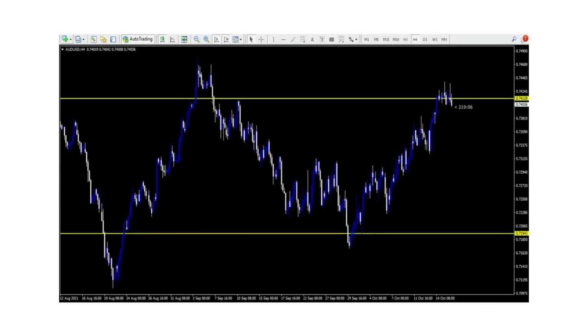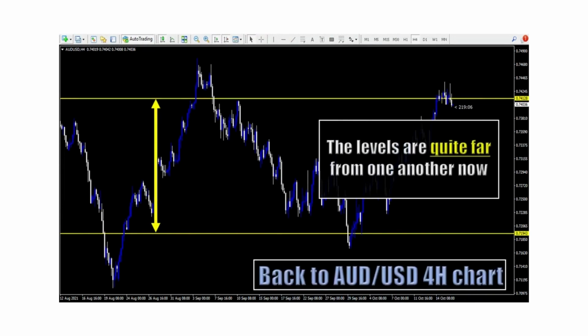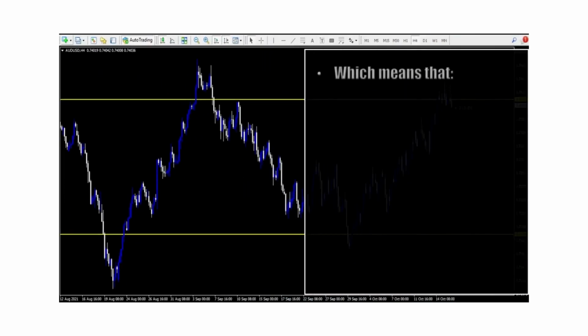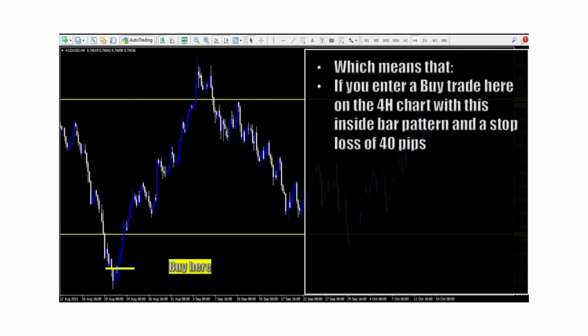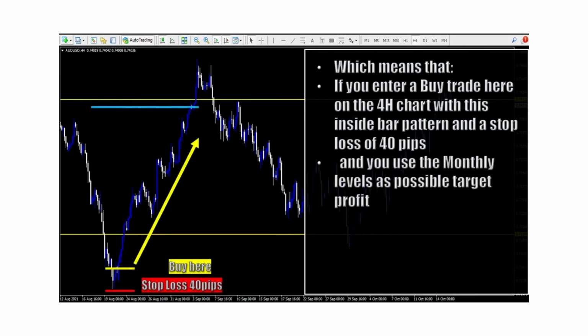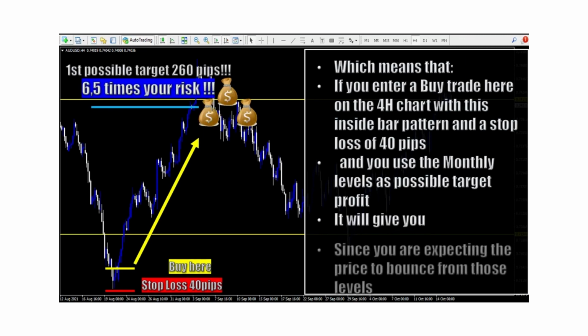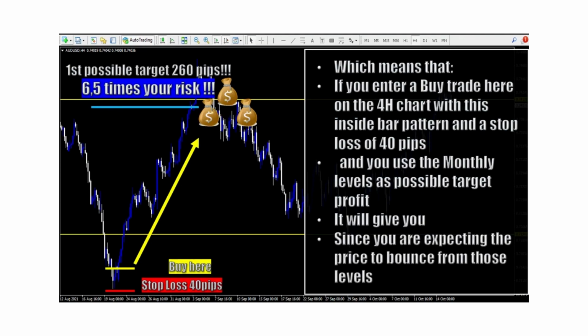Once those levels are placed, let's look at the forward chart. Those levels now, as you can see, are quite far from one another. Which means that if you enter a buy trade here on the forward chart with this inside bar pattern and a stop loss of 40 pips, and you use the monthly levels as possible target profit, it will give you 260 pips, 6.5 times your risk. And there you can really expect the price to bounce from those levels.